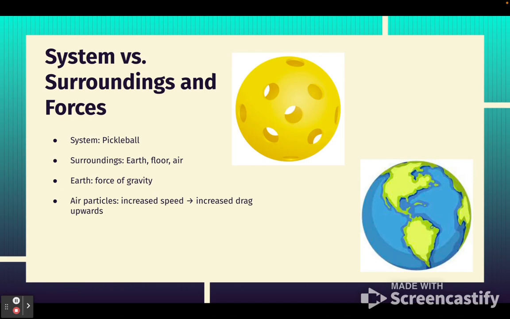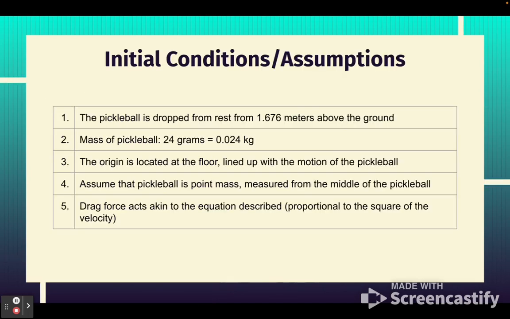The system in this lab will be the pickleball, and the surroundings will be earth, floor, and air. Earth is responsible for the force of gravity, and when the pickleball's speed increases, there is also an increased force of drag upwards on the ball.